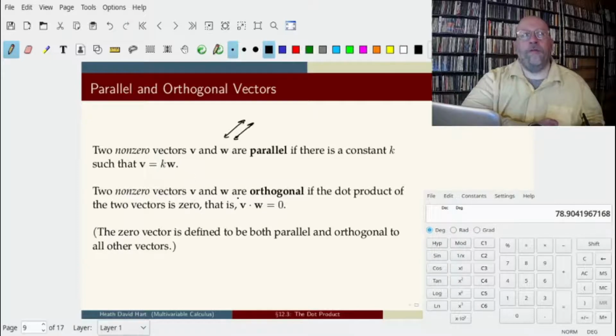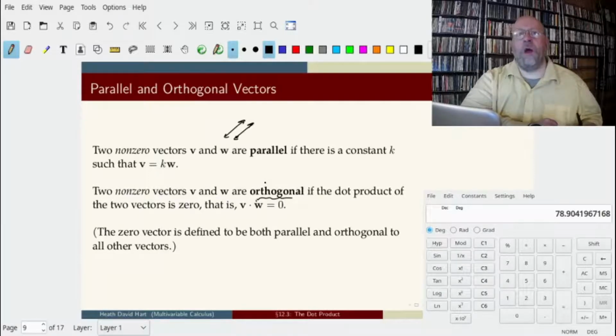Two non-zero vectors are orthogonal. I want to talk about this word in a moment. If the dot product of the two vectors is 0. So if I calculate the dot product and I get 0, the vectors are orthogonal. And the 0 vector is defined to be both parallel and orthogonal to all other vectors. We can't always use this definition with the 0 vector, but it satisfies the definition.